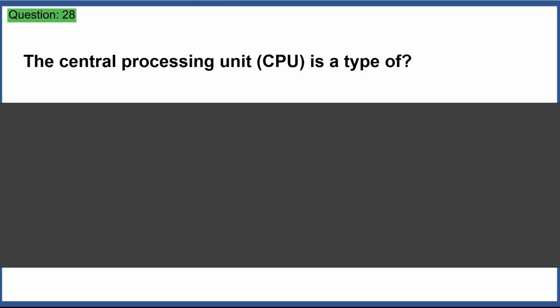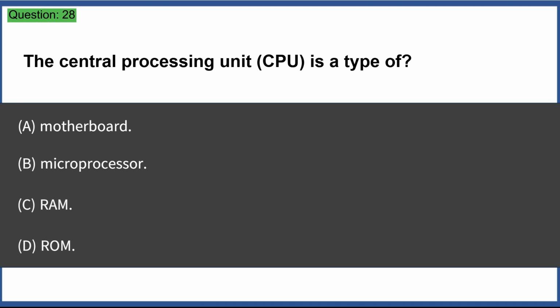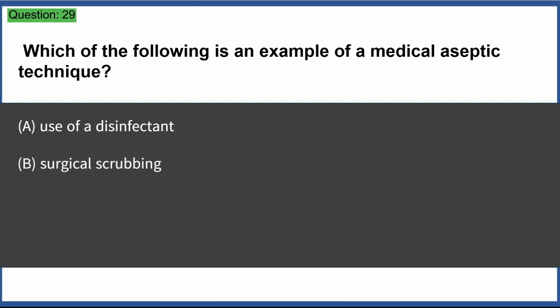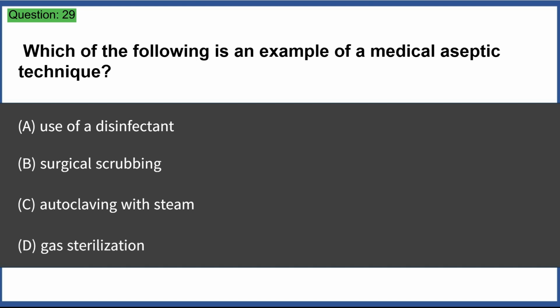The Central Processing Unit, CPU, is a type of A. Motherboard. B. Microprocessor. C. RAM. D. ROM. Answer: B. Microprocessor. Which of the following is an example of a medical aseptic technique? A. Use of a disinfectant. B. Surgical scrubbing. C. Autoclaving with steam. D. Gas sterilization. Answer: A.